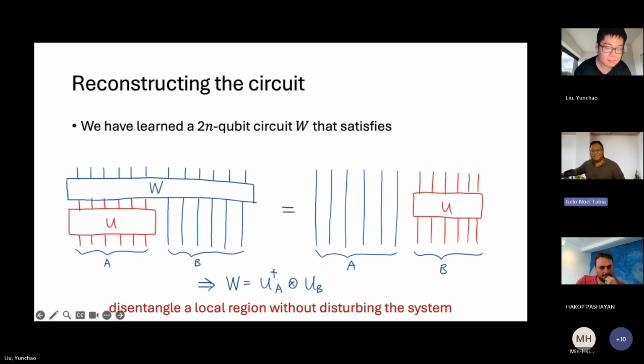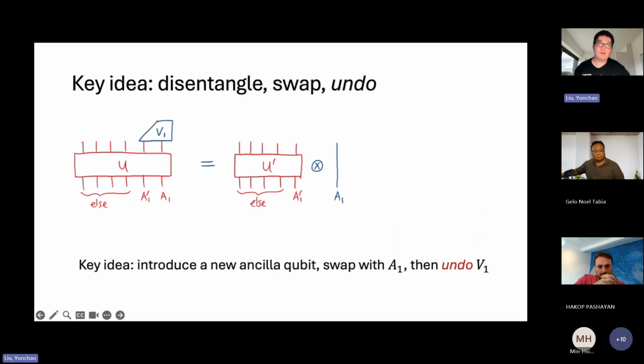Just out of curiosity, because you're talking about qubits, but if I had qudits, would it still work? Yeah, it's the same thing, because no matter what the local dimension is, the only thing we need to achieve is this picture where we find a small circuit to locally disentangle a single local system. So as long as the system is small, no matter whether it's qubits or qudits, it's all the same. Right. Thanks.